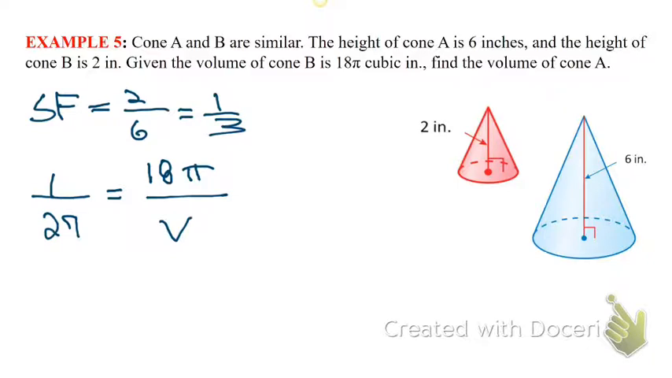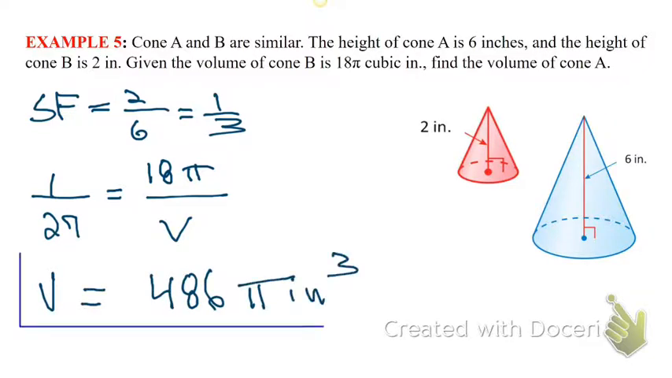So all you have to do is cross multiply, and V will be whatever we get when we multiply 27 times 18 pi. So here it is, 486 pi cubic inches. Again, we're leaving it with a pi in the answer so that it will be an exact answer.